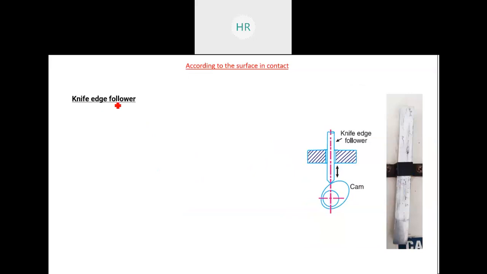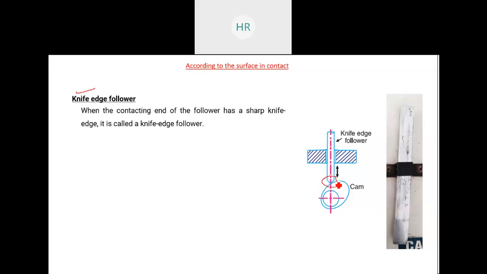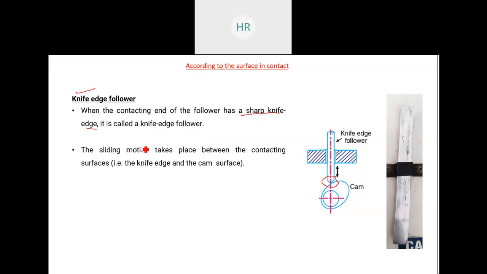Next is the knife edge follower. From the name, you should get the idea what a knife edge is. The end of the follower has the shape of a knife edge. When the contacting end of the follower is a sharp knife edge, it is called a knife edge follower. The sliding motion takes place between the contacting surface, that is the knife edge, and the cam surface. There is no rolling element present in the follower, so sliding will be happening between these two elements.